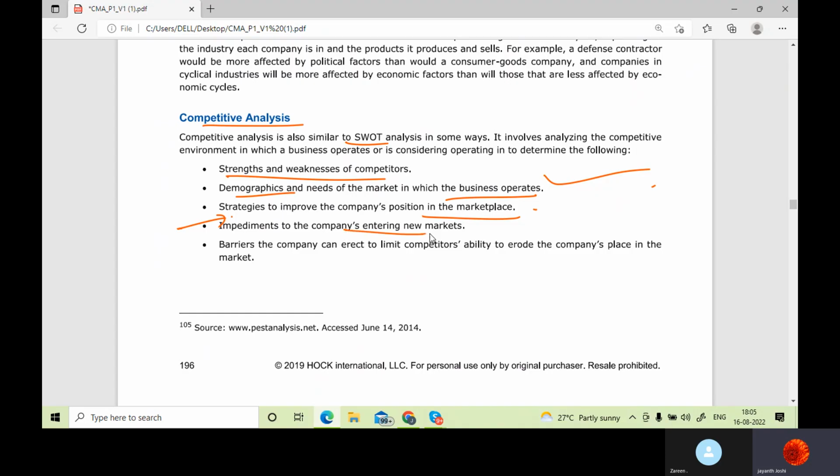Impediments to companies entering new markets. That means many businesses are worried that if new entrants enter the market, that's a threat.